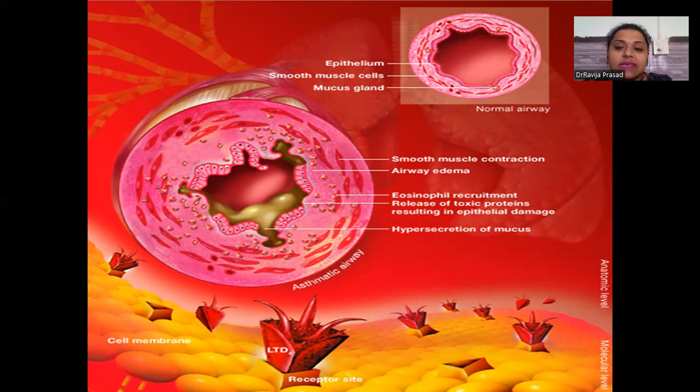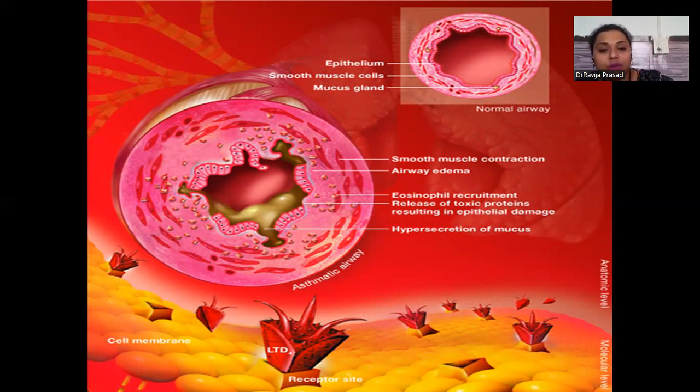Over here, you can see the airway recruitment. Over here, which you cannot see, in the blood, when you give a patient a CBC sample, you can see there would be an increase in the eosinophil counts too. Then there would be a release of toxic protein at the epithelial borders, which results in epithelial damage.